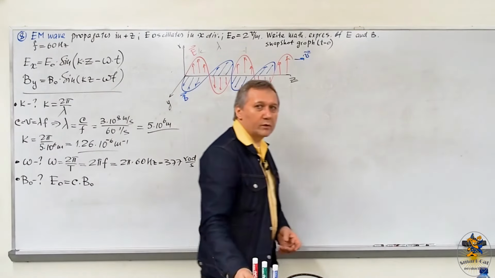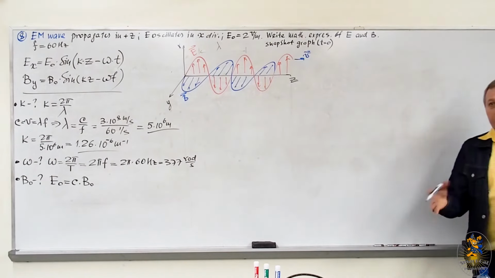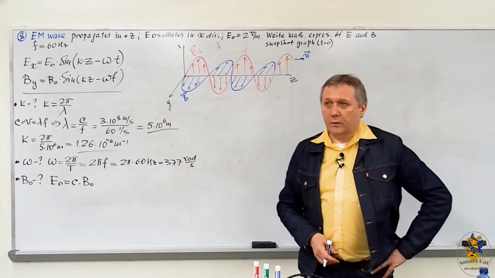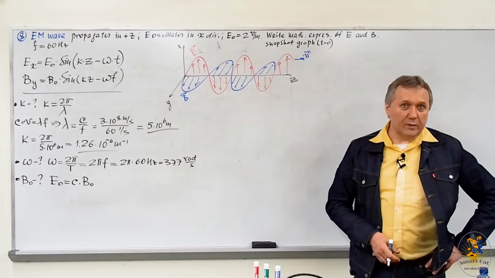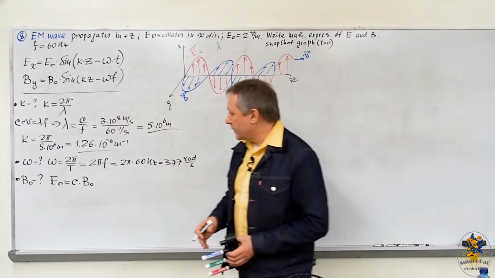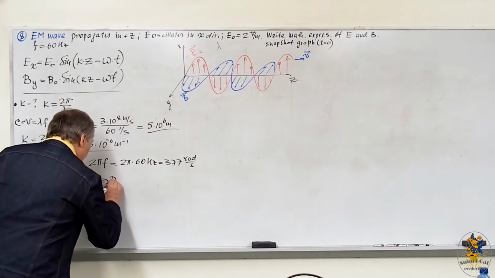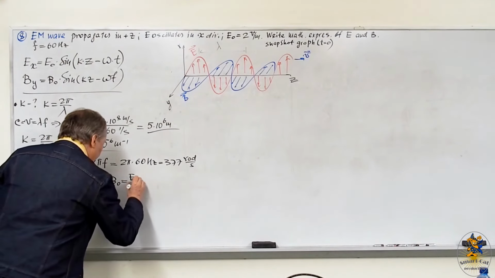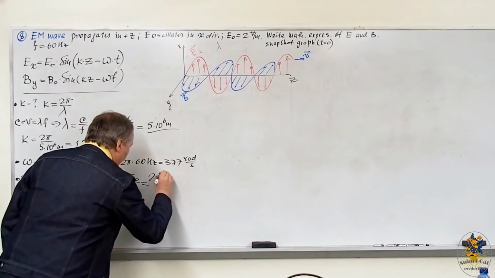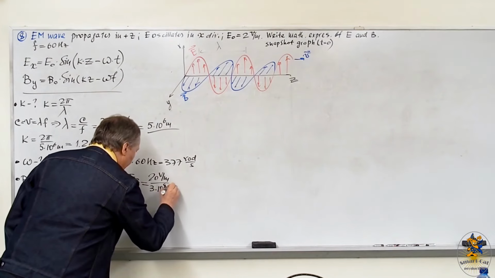Again, it can be shown mathematically if you move from Maxwell's equations to wave equations, but we skip that. I just told you that these amplitudes are connected through the speed of light. So we need to find B naught. It's the electric field amplitude divided by c. So it's 20 volts per meter divided by 3 times 10 to the power of 8 meters per second.